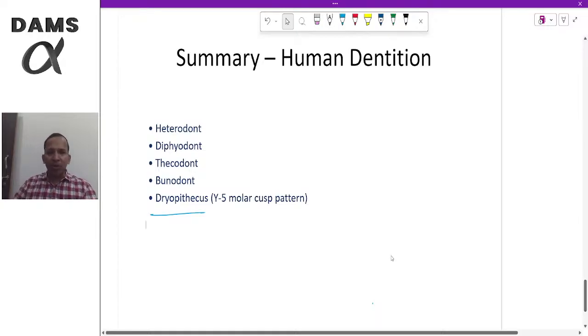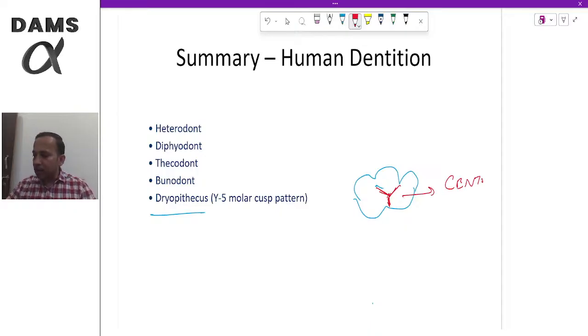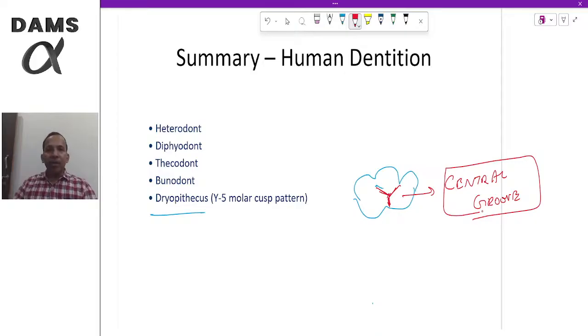लास्ट क्लास में किसी ने मुझसे पूछा था ड्रायोपैथिकस पैटर्न। तो बेसिकली ड्रायोपैथिकस पैटर्न क्या है कि जिसमें आपका मोलर, उसके अंदर कस्प्स इस तरीके से अरेंज्ड हैं कि वहां पर एक वाई शेप्ड सेंट्रल ग्रूव बन रहा है। The central groove is Y shaped and it has 5 cusps, isn't it? So ड्रायोपैथिकस pattern means it is a molar which has 5 cusps and there is a central groove which has a Y shaped pattern, right?